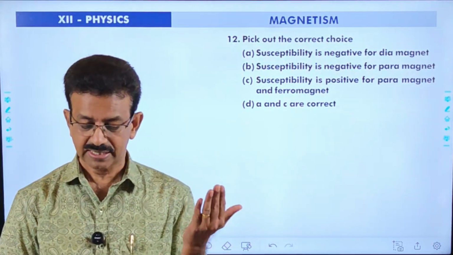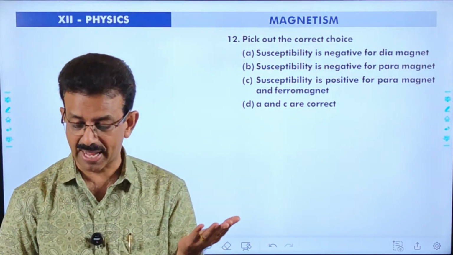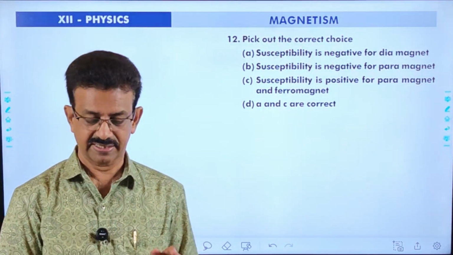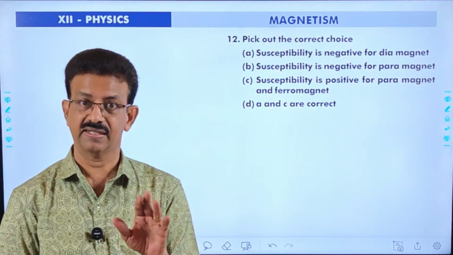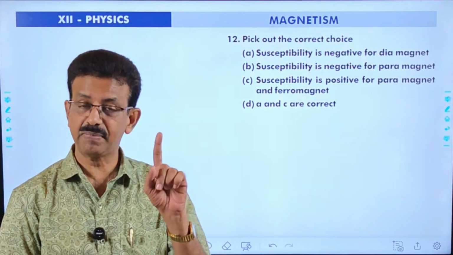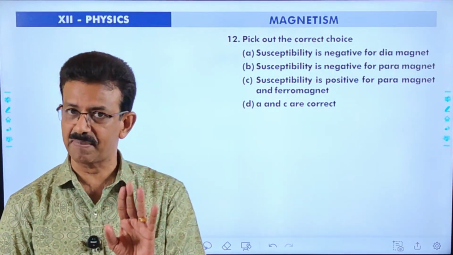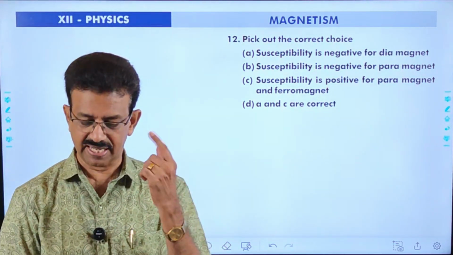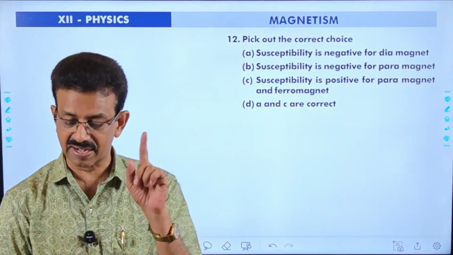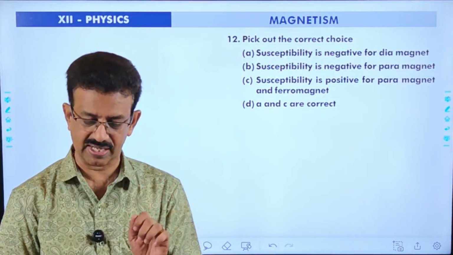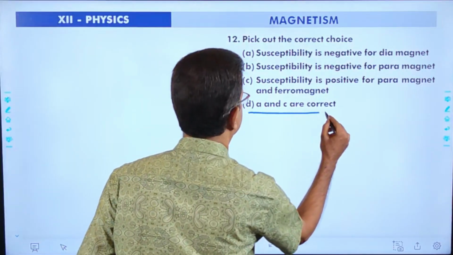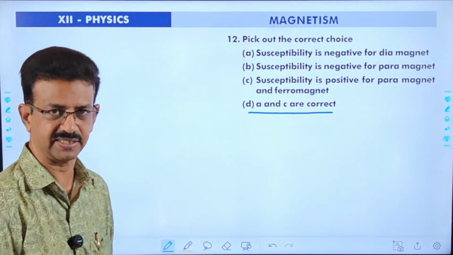Then third choice, susceptibility is positive for a paramagnet and ferromagnet. That's a correct choice. Then D, A and C are correct. Here, the answer is D actually. That is, susceptibility is negative for a diamagnet. That's a correct choice. Then C choice, susceptibility is positive for para and ferromagnet. That is also correct. Therefore, A and C are correct. That's D choice, the correct answer.